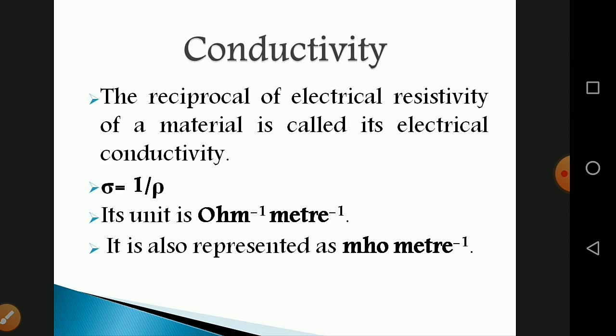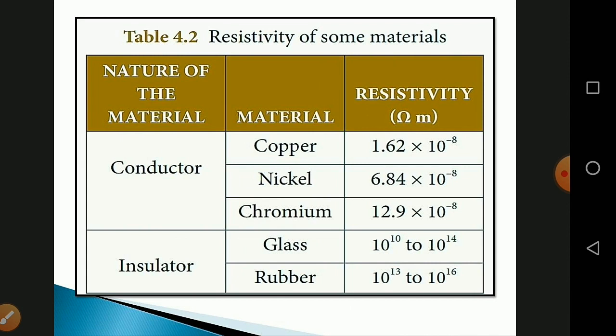The resistivity of some commonly used materials is given in a table, along with the nature of the materials, conductor or insulator. Copper is a conductor, and nickel and chromium are also conducting materials. Insulators, such as glass and rubber, do not conduct electric current, so they have a high resistivity. Copper has a resistivity of 1.62 into 10 to the power of minus 8 ohm meter.